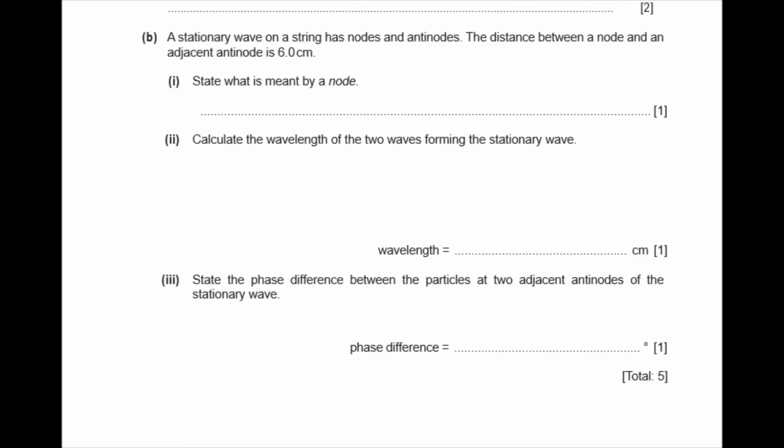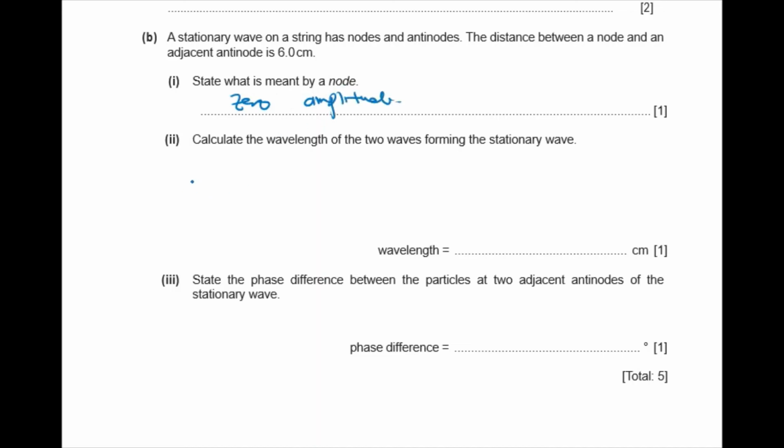B1. A stationary wave on a string has nodes and antinodes. The distance between a node and the antinode is 6 cm. 1. State what is meant by node. A node is zero amplitude.